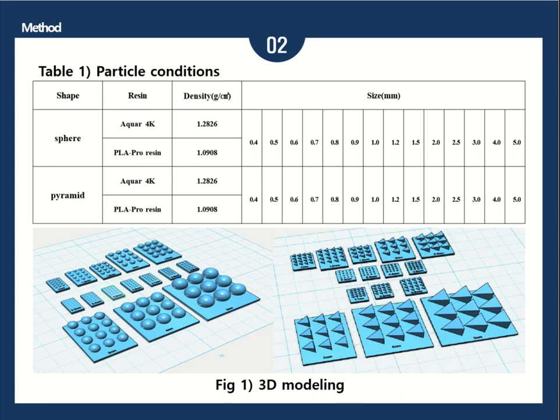Sphere and pyramid particles were modeled for 14 types with different diameters and different lengths of one side respectively. And a total of 56 types of particles were produced using two liquid resins with different densities.